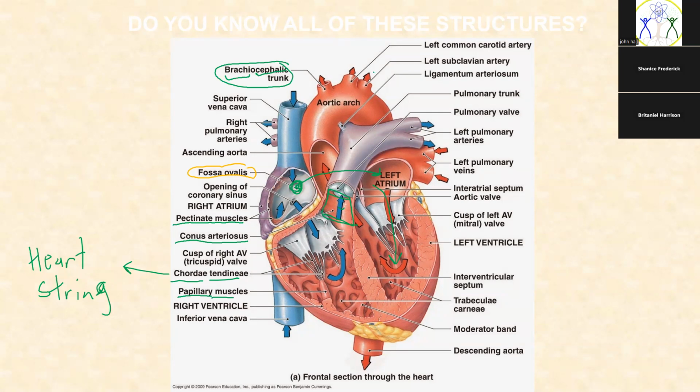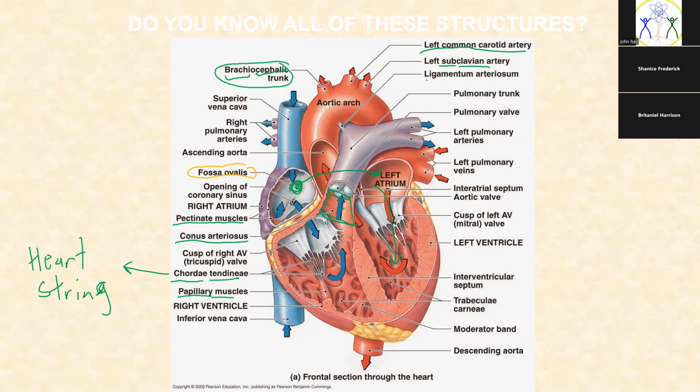Well, then we have here the left common carotid artery. This one's going to the neck. Then we have the left subclavian artery. Sub, of course, is below. Clavian is clavicle. So that one is going to the left side of your body below the clavicle. That one normally goes into the arm, right? So those are the three major blood vessels coming off of the aortic arch. So you need to remember those as well.